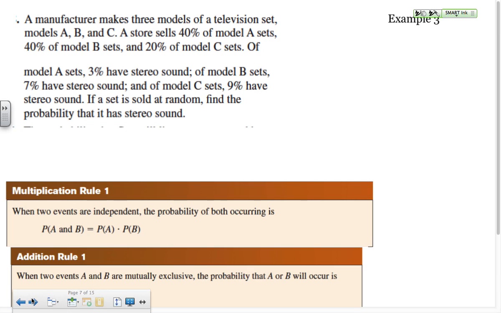Okay, so it's a lot that we have to read into this problem. First of all, we're looking at what's the probability that it has stereo sound. So we have those probabilities. But we also have, so it's of the model set A.